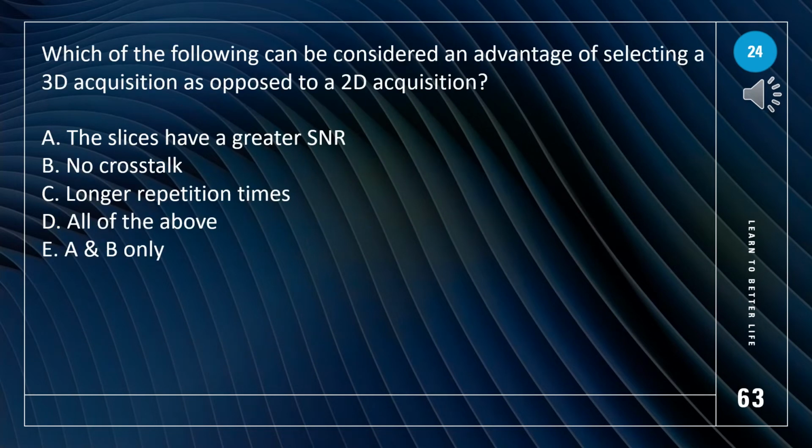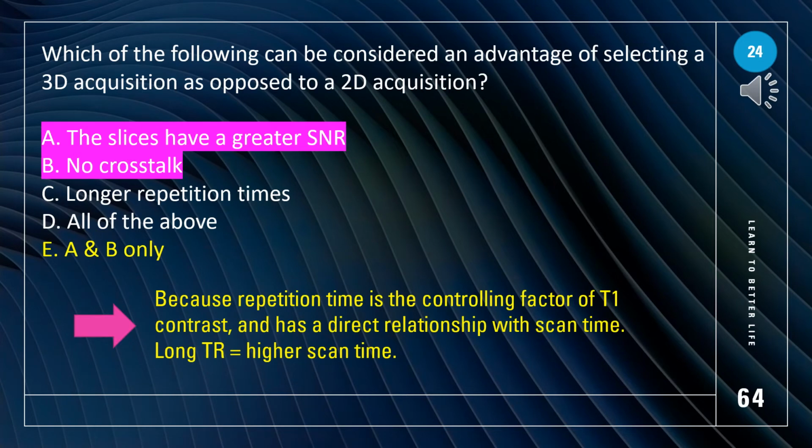Which of the following can be considered an advantage of selecting a 3D acquisition as opposed to a 2D acquisition? A. The slices have a greater SNR. B. No crosstalk. C. Longer repetition times. D. All of the above. E. A and B only. Because repetition time is the controlling factor of T1 contrast, and has a direct relationship with scan time. Long TR equals higher scan time.